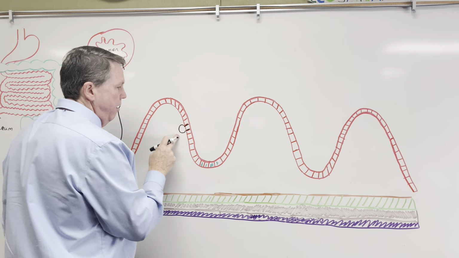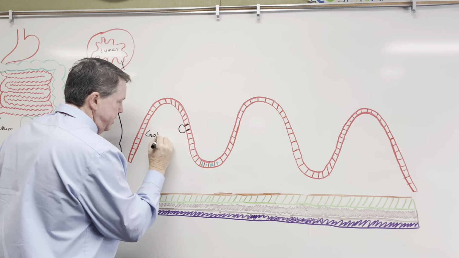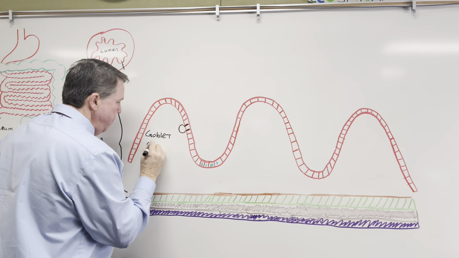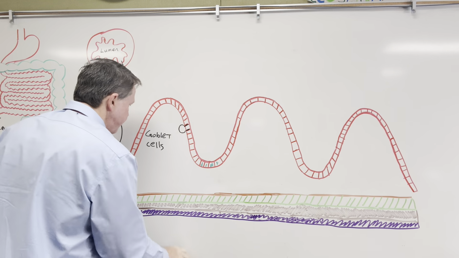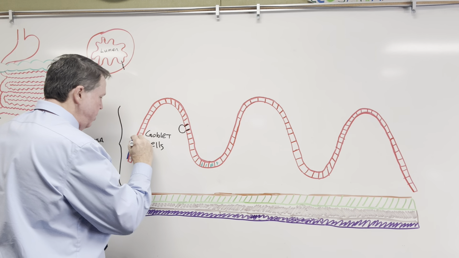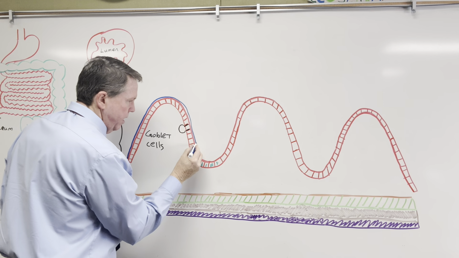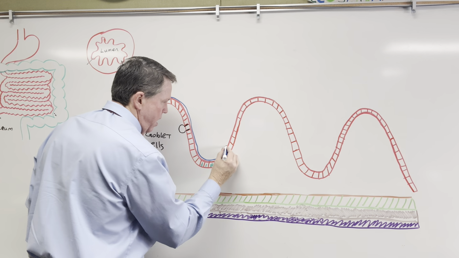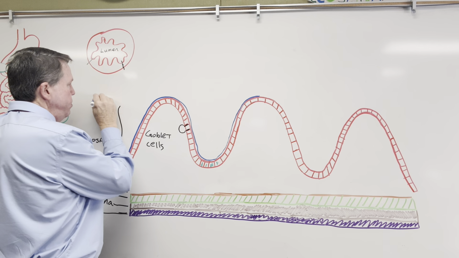If you notice right here, and I only have one drawn, you're going to have a whole bunch of these. We're going to call this a goblet cell. And what goblet cells do is they secrete something called mucin. And mucin is kind of like saliva. Imagine that I have mucin that goes through this whole protective covering here. All right? And it's going to cover this whole thing. I'm not going to draw it the whole way, but we have mucin.